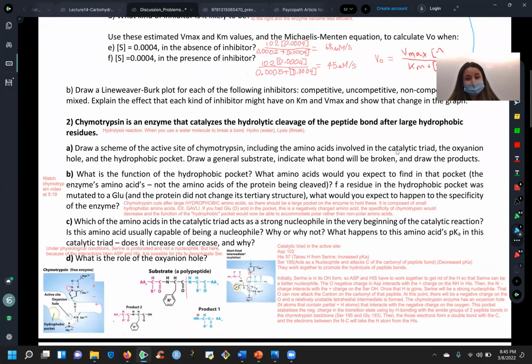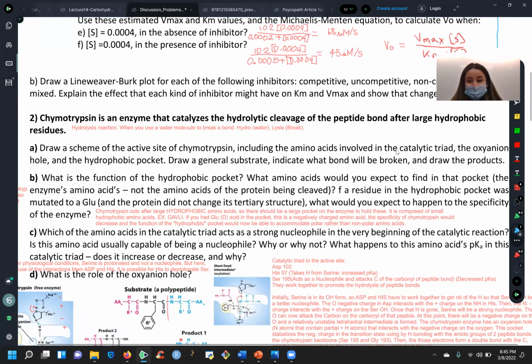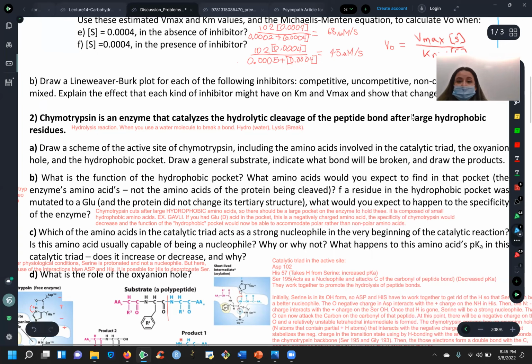Chymotrypsin, finally, oh my gosh, here we go. Chymotrypsin, this is probably what we're going to talk about for the rest of the discussion. Chymotrypsin is an enzyme that catalyzes the hydrolytic cleavage of the peptide bond after large hydrophobic residues. All right, that's a lot of terminology. Let me stop sharing my screen because you guys got to see the board. Chymotrypsin is just an enzyme. Okay, I'm going to simplify it for you.